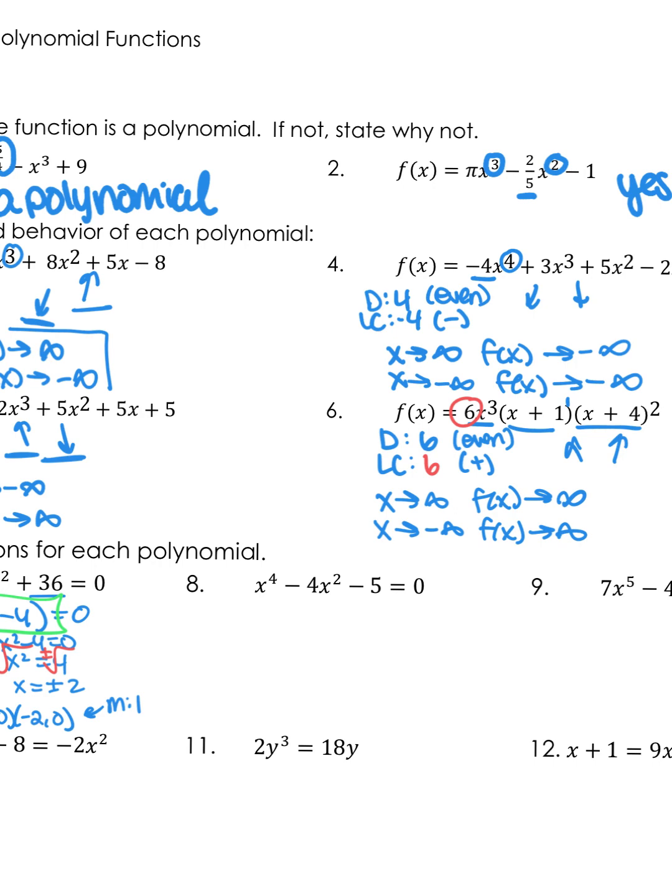Okay. Now for number 8, similar type of thing. Two numbers that multiply together to get -5, add together to get -4. So that'll be -5 and +1. Again, we need an x squared and an x squared because this is x to the 4th. So now we'll set those each equal to 0.